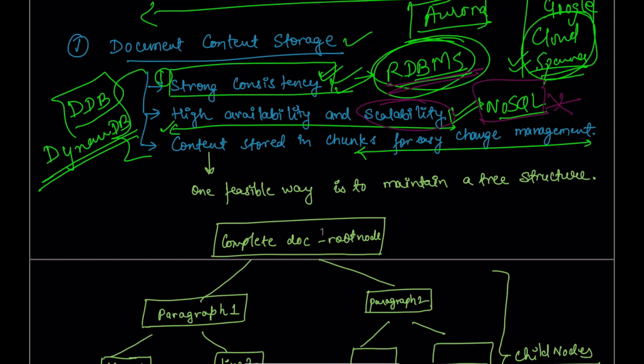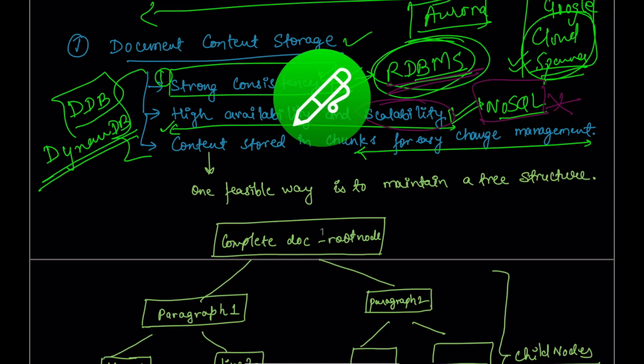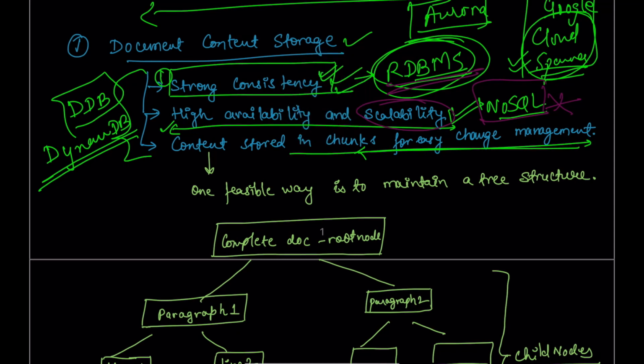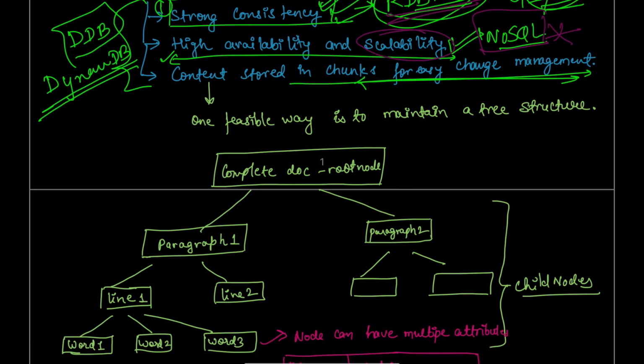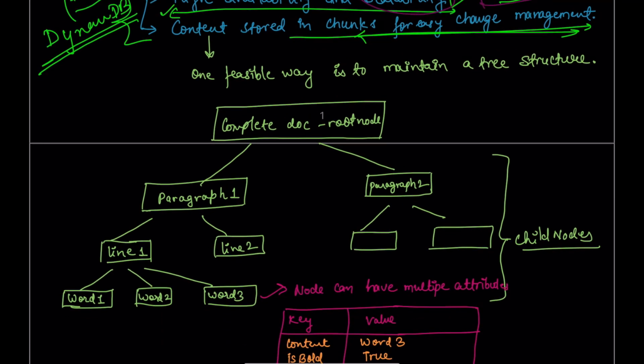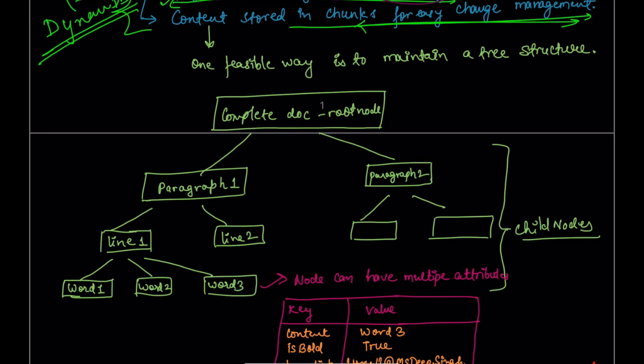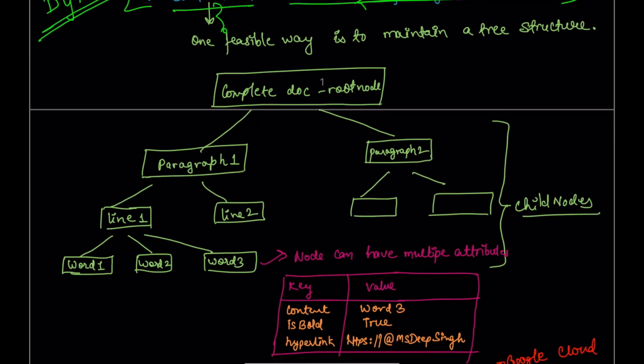Got it? Another one is that we want to store the complete document in chunks. Why do we want to do it? As we discussed, it's for easier change management and easier access. So let's discuss how you can actually do it. Let's take one example and discuss around it. Say the complete document will be represented by the root.